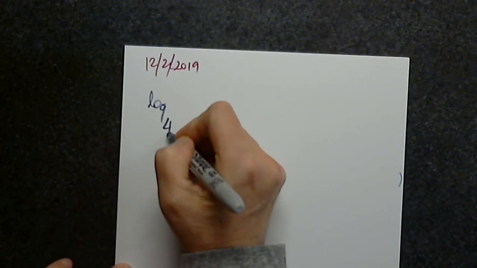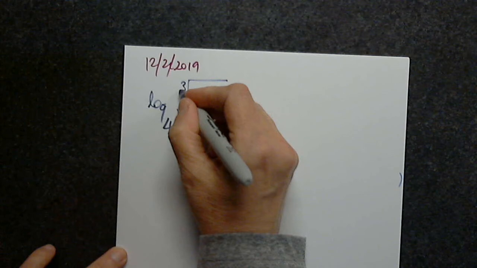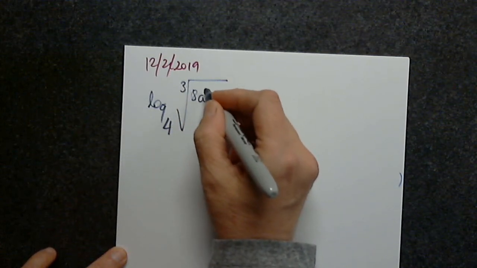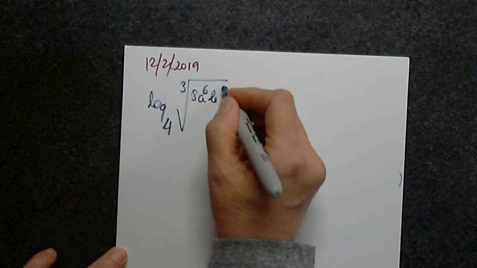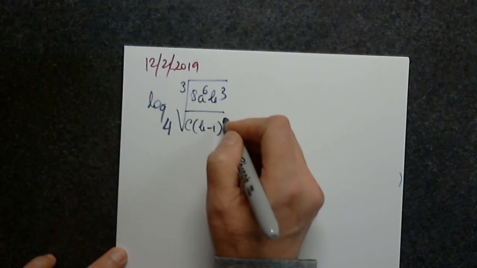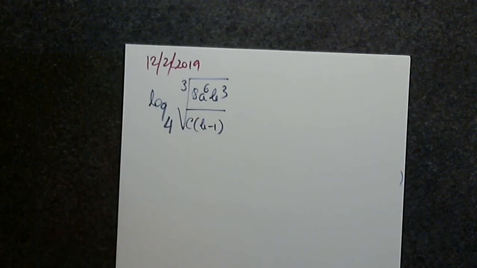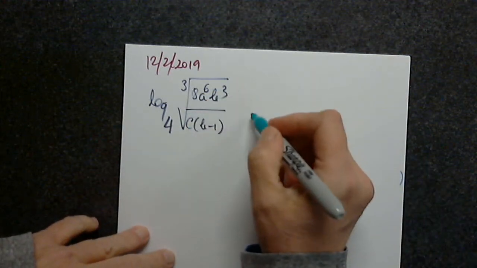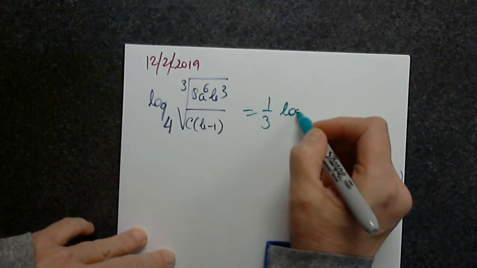So in number 5 we have log base 4 of the cube root of 8a to the 6th b to the 3rd over c times b minus 1. That's it. Okay, so first I have to eliminate that cube root. The cube root is power 1/3, so I put 1/3 in front.